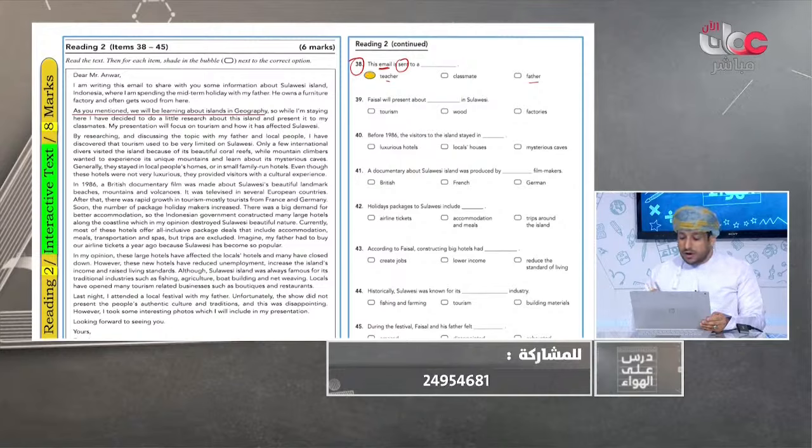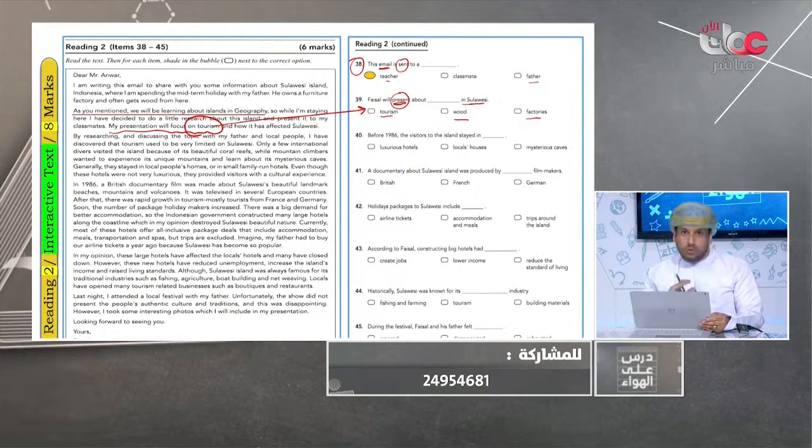So question number 2, Faisal will present something, a presentation, let's say, about what? Tourism, wood, factories. Go back and check for the presentation or anything related to this word. So you have to go back. He will just mention my presentation will focus on tourism. So this is the correct answer. So this is easy peasy, piece of cake. You can just go back to the text immediately. No need to read all the text. Don't waste your time, please.